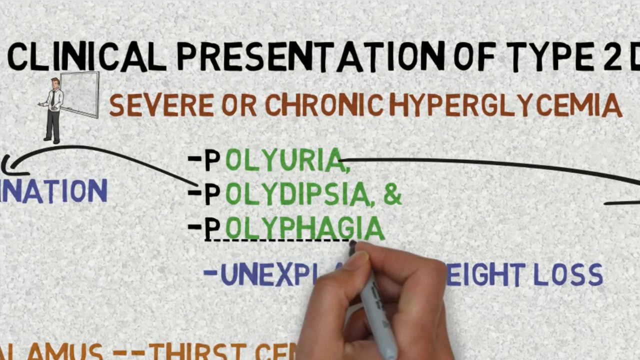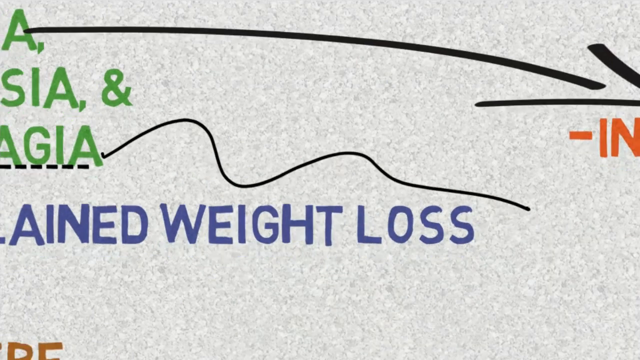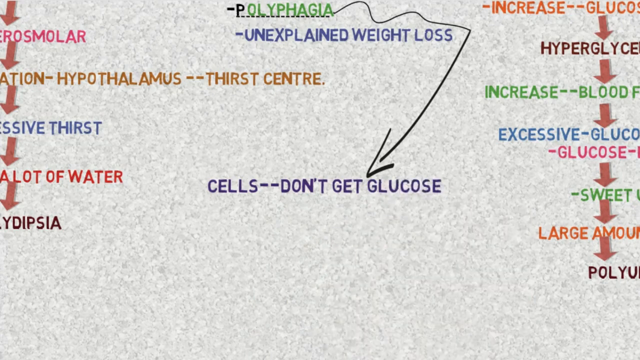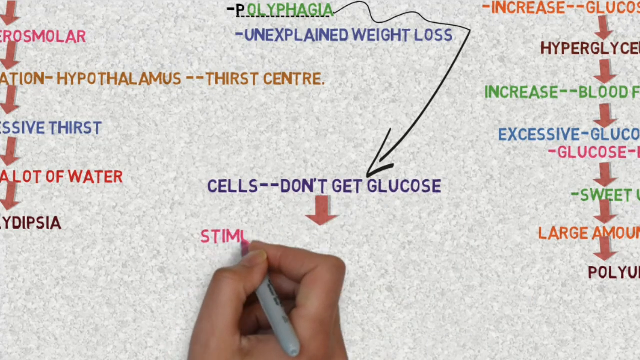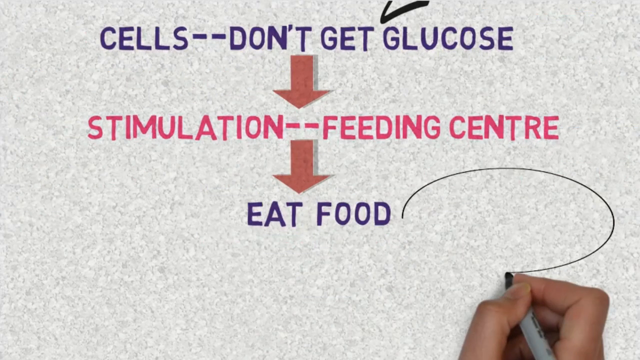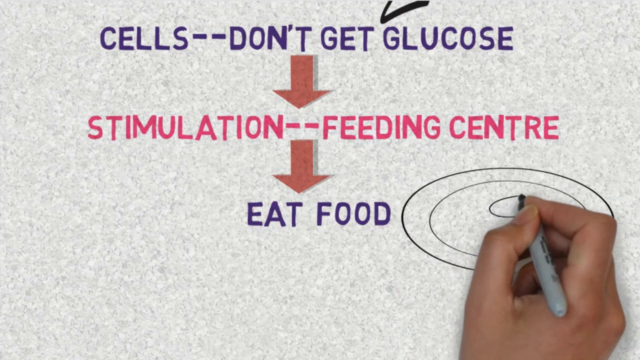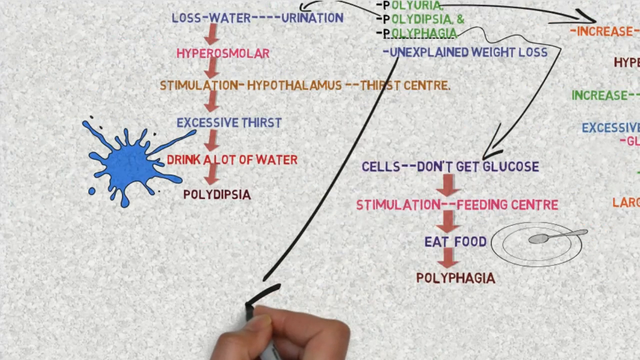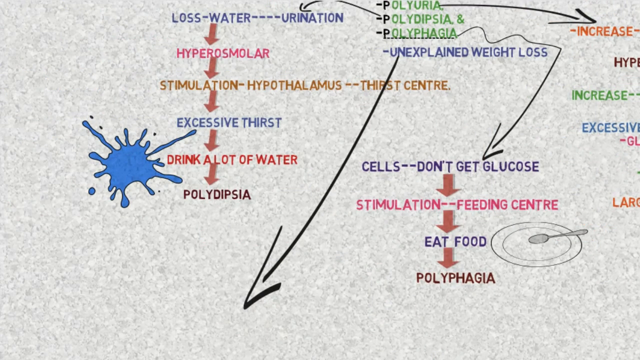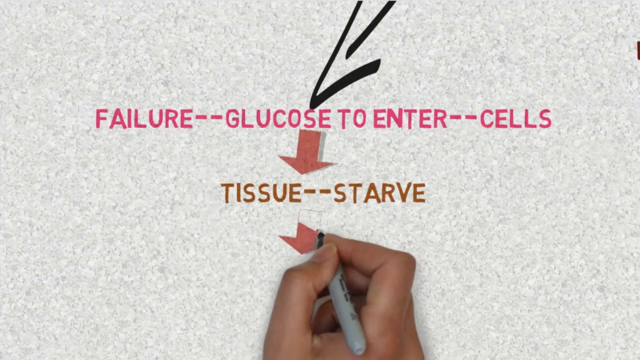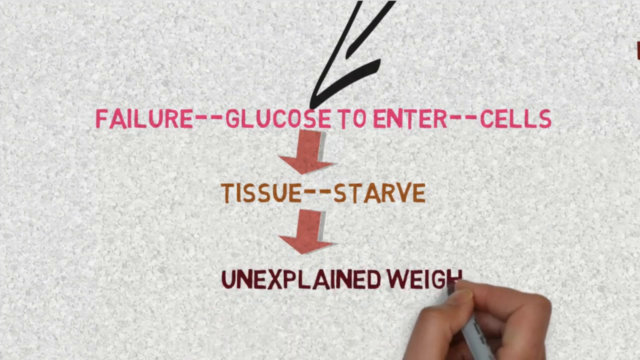Polyphagia. The cells of a diabetic patient do not get glucose for glycolysis, because glucose is outside the cells. So the body will stimulate the feeding center to make the person eat food. A patient will feel hungry and eat a lot, a condition known as polyphagia. Unexplained weight loss. The failure of glucose to enter into cells would cause the tissue to starve. This will lead to unexplained weight loss.